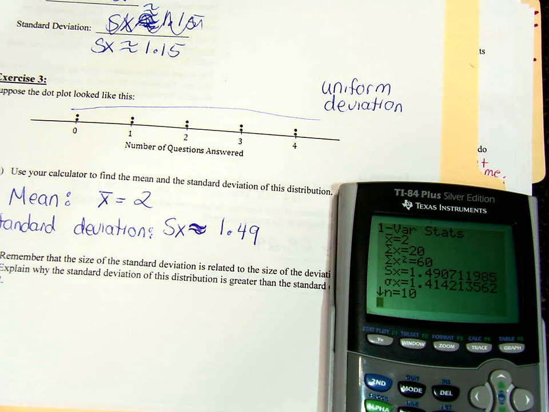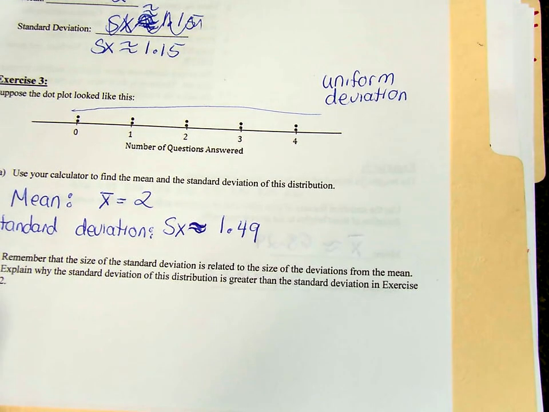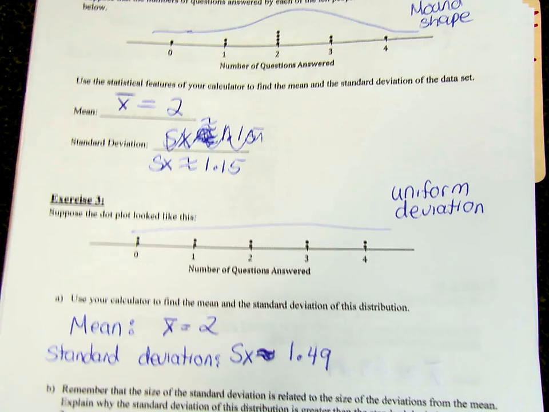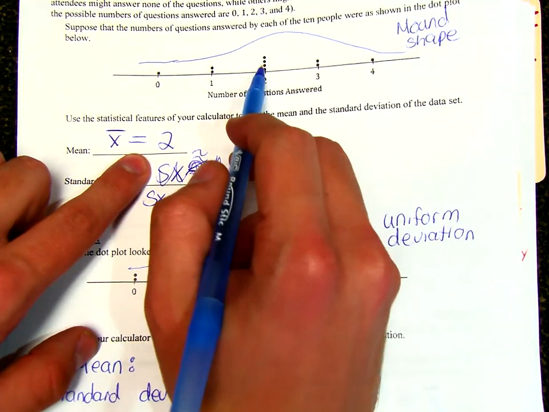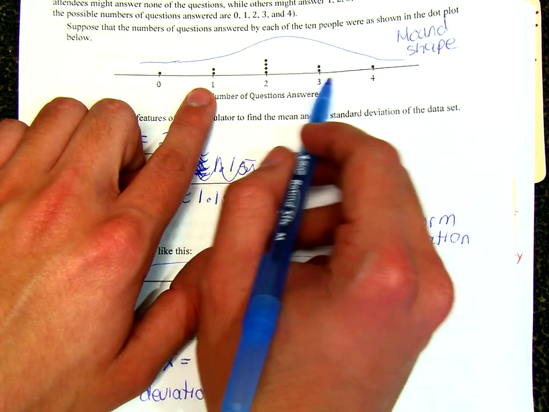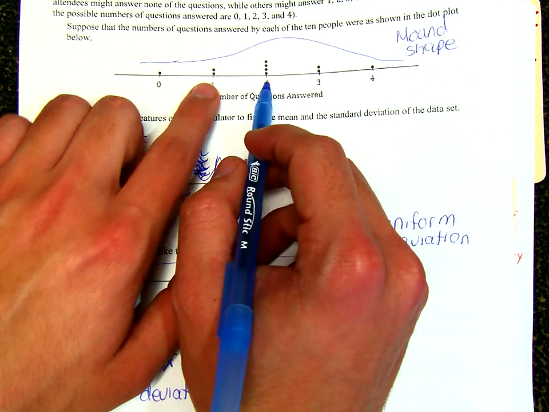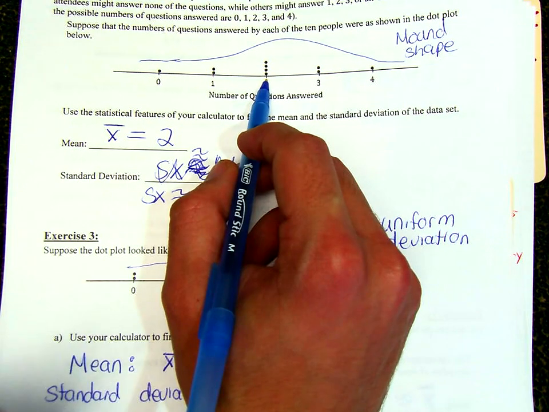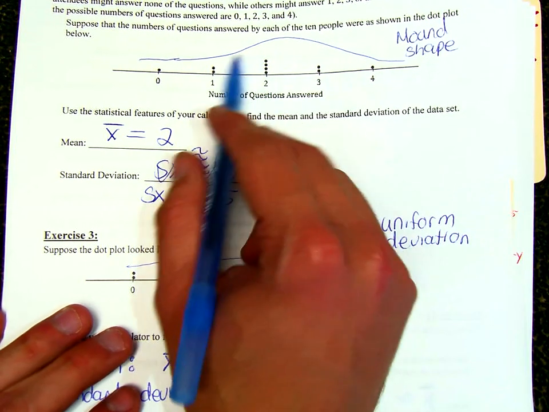For part B, it says, remember that the size of the standard deviation is related to the size of the deviation from the mean. They want us to explain why the standard deviation of this distribution is greater than the standard deviation in exercise 2. Well, if we look at number 2, we found that our standard deviation was 2. But most of the data is pretty close to 2. We have most of our data ranging only 1 off from 2. We only have 1 at 0 and 1 at 4. So more of our data is towards 2 in this one.